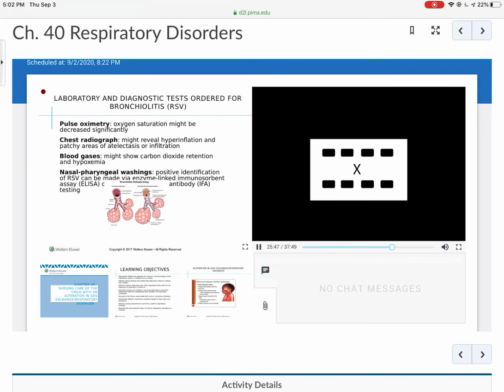So we'll do a pulse oximetry. It might be decreased a little bit. Chest X-ray. They're looking for some infiltration or atelectasis. I've never seen them do blood gases, but your book mentions it. And then the nasal pharyngeal. They say washings, but what we use is the nasal pharyngeal swab, similar to the COVID swab.